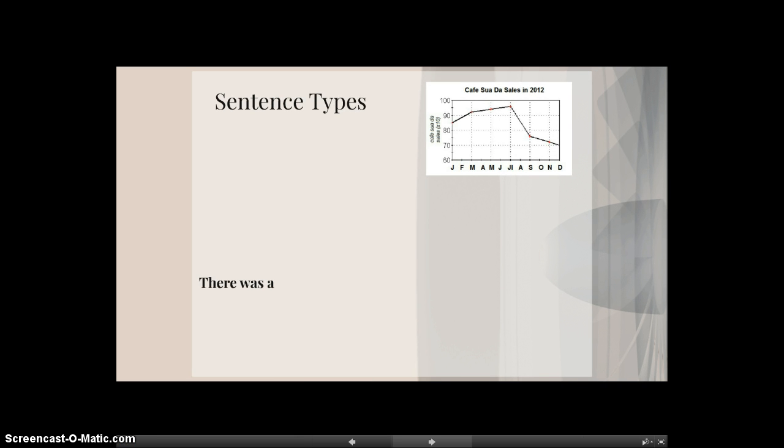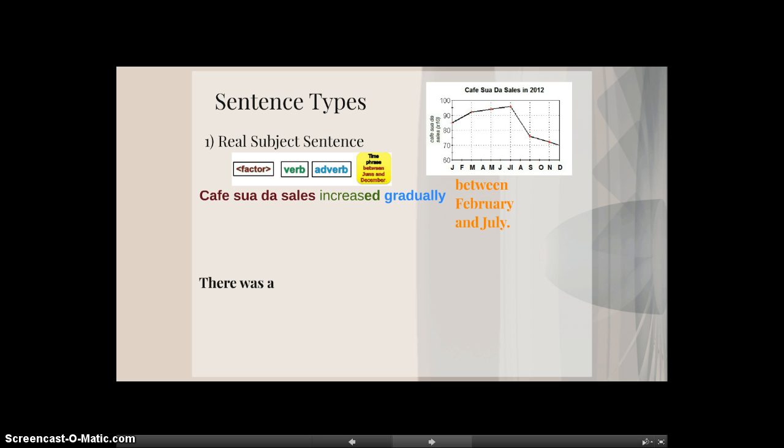Now let's move on to sentence types. Two types of sentences are used to describe trends. We've got the real subject sentence, at least that's what I call it. This is where we look at the factor, like in this graph, the factor is café soda sales. Café soda sales increased gradually, and then I talk about the time frame between February and July. Note that the verb that I'm using is in the past simple, and I also follow it with an adverb to describe the way it increased.